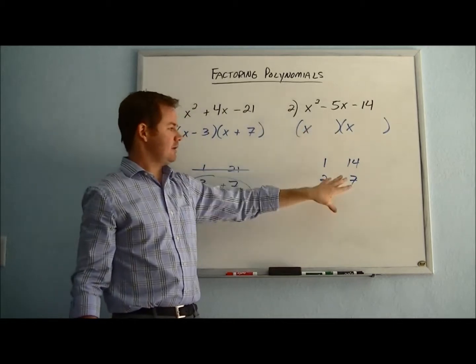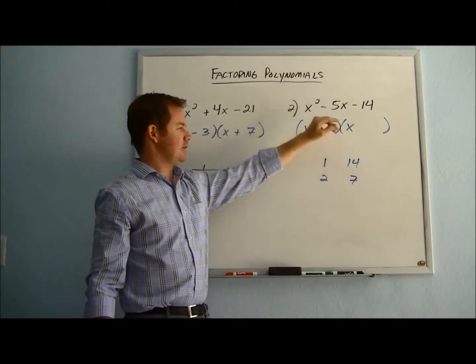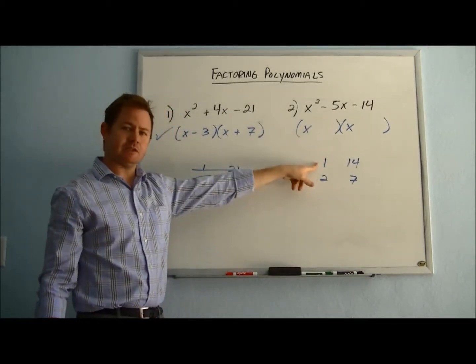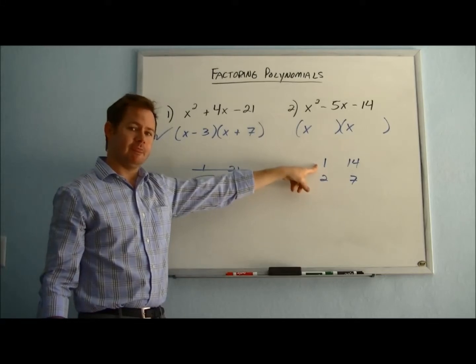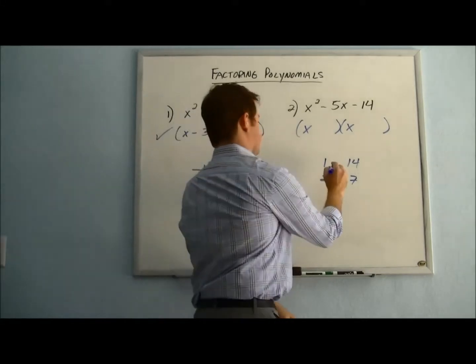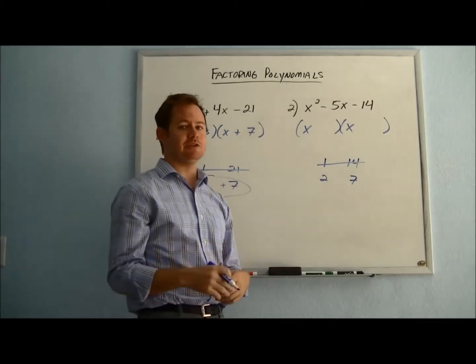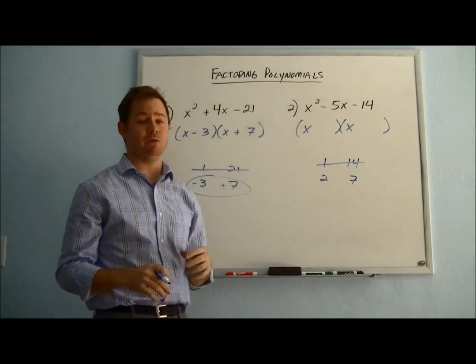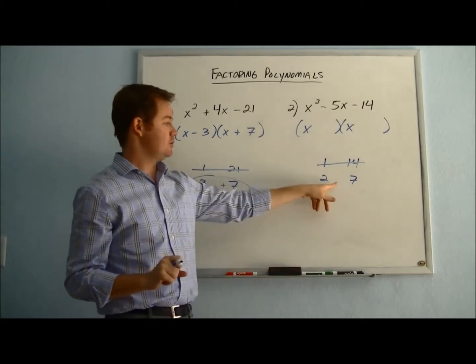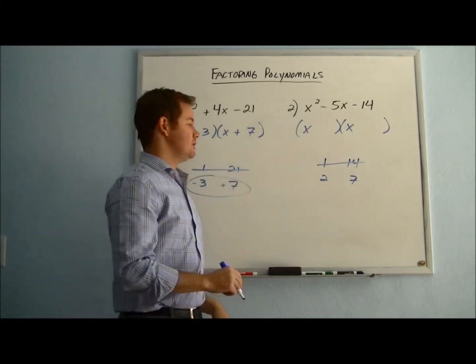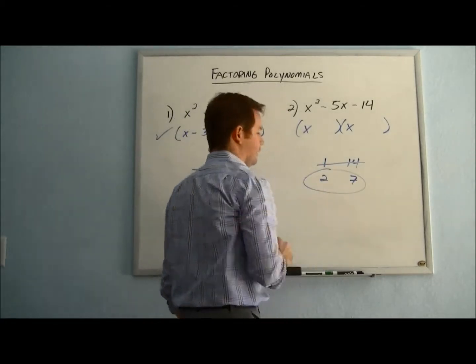So if we need to somehow add or subtract those together to get a negative 5, is it possible with 1 and 14? If you said no, you're correct. 1 and 14, no matter what we do, pluses and minuses, there's no way we could end up with negative 5 when we add those together. However, 2 and 7, we can get a negative 5 out of those.